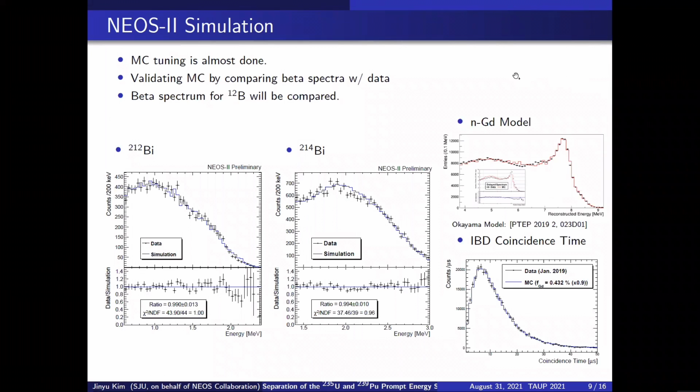NEOS 2 simulation. Tuning is almost done. Now validation is ongoing. Charge distributions were already compared as seen in page 6, and beta spectra for bismuth-212 and bismuth-214 are also compared. This confirms the simulation fits data well. As the final step, the beta spectrum for boron-12 will be compared.